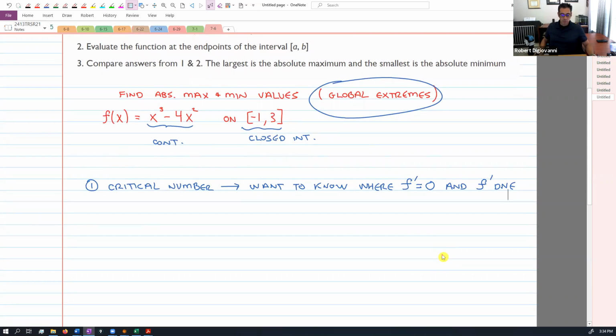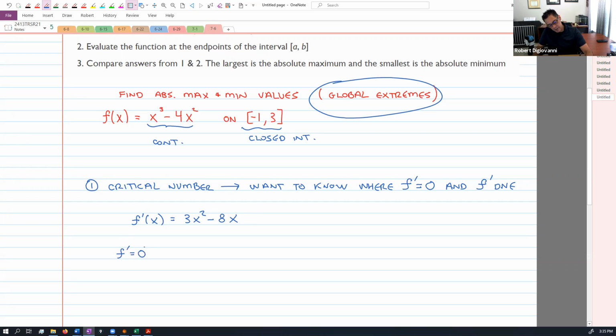So if we're going to figure out where the derivative is 0 and where it doesn't exist, we're going to need the derivative, right? So we may as well take the derivative right now. The derivative of this function shouldn't require much of your brain. There we go: 3x squared minus 8x. That's my derivative.